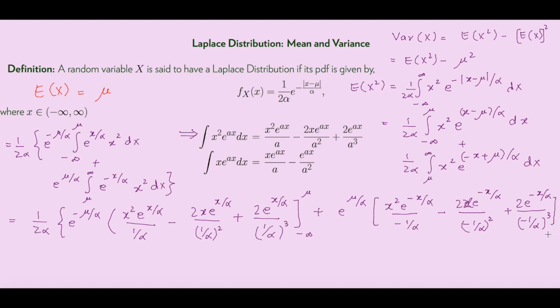And what are my limits? My limits are mu to infinity. And then I have a bracket close, which I'm not writing because of the space. Okay, so then this is what? 1 over 2 alpha e to the minus mu over alpha. Now note that again, for minus infinity, all of them will go to 0. So I'll just write the mu term. So I have mu squared e to the mu over alpha times alpha because of 1 over alpha here. Then minus 2 mu e to the mu over alpha times alpha squared, then plus 2 e to the mu over alpha times alpha cubed.